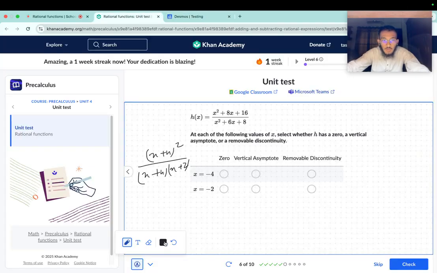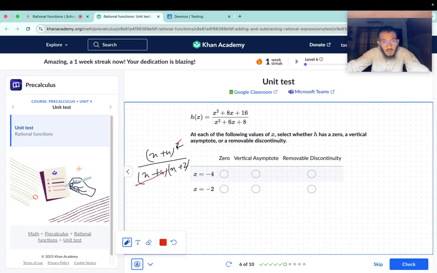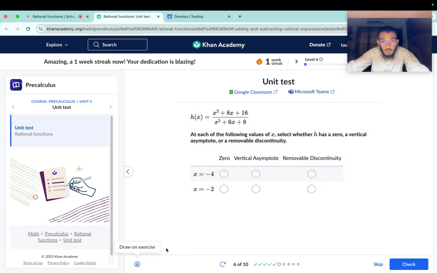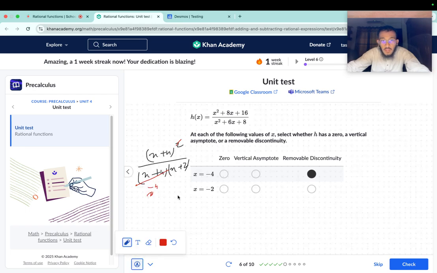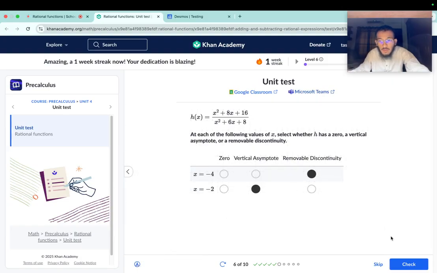Now, we know that x plus 4 gets cancelled out here. So that means when we have x negative 4 here, that will be undefined, but because it gets cancelled out, it will be a removable discontinuity at x negative 4. But when we have x negative 2, then we have a vertical asymptote because it is always undefined. So this will be our answer.